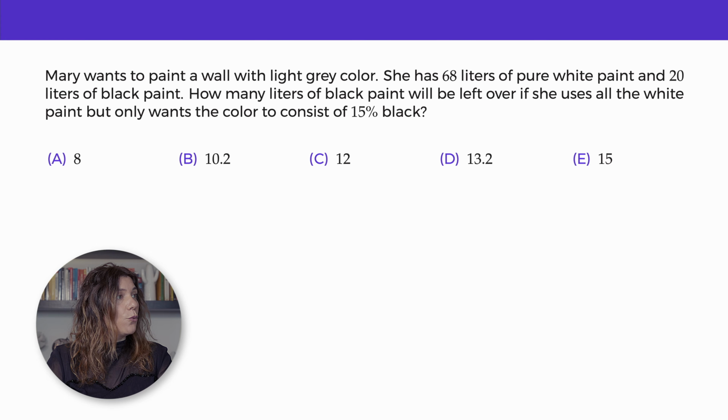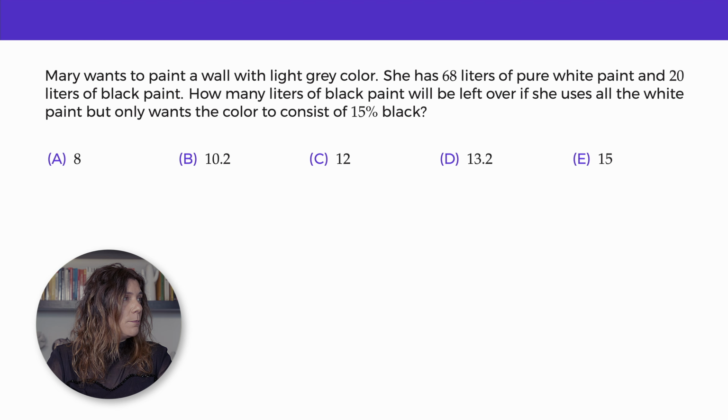So let's look at a very typical GMAT-style example to elucidate this trap. Mary wants to paint a wall with light gray color. She has 68 liters of pure white paint and 20 liters of black paint. How many liters of black paint will be left over if she uses all the white paint but only wants the color to consist of 15% black?